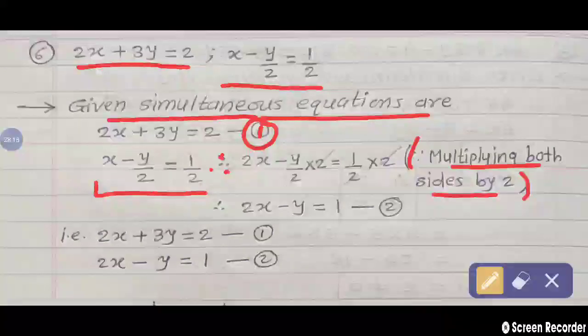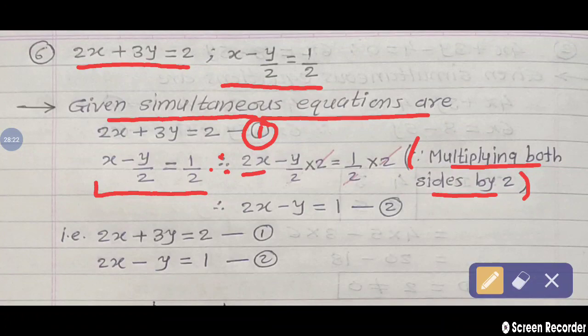So I will show that step. 2 multiplied by x, so 2x minus y divided by 2 multiplied by 2, so 2 and 2 cancel here, only y remains, is equal to 1 upon 2 multiplied by 2, so again 2 and 2 cancel here, on the right hand side only 1 remains.